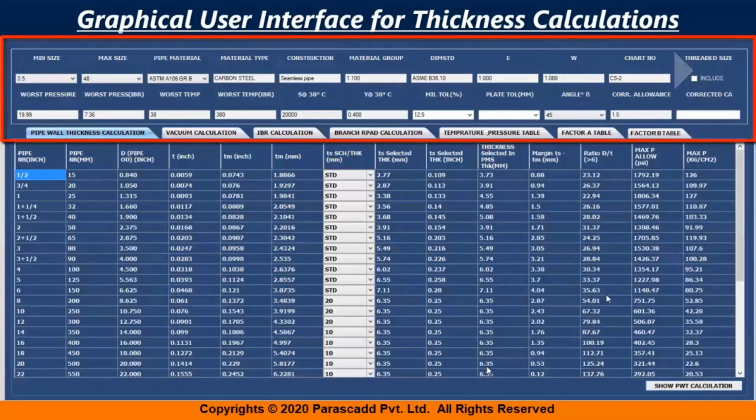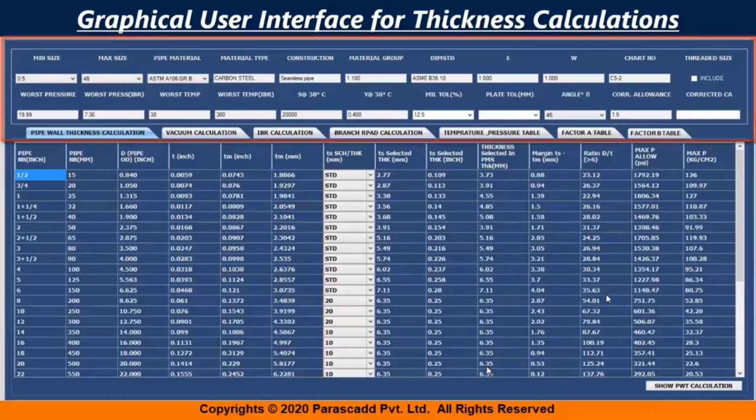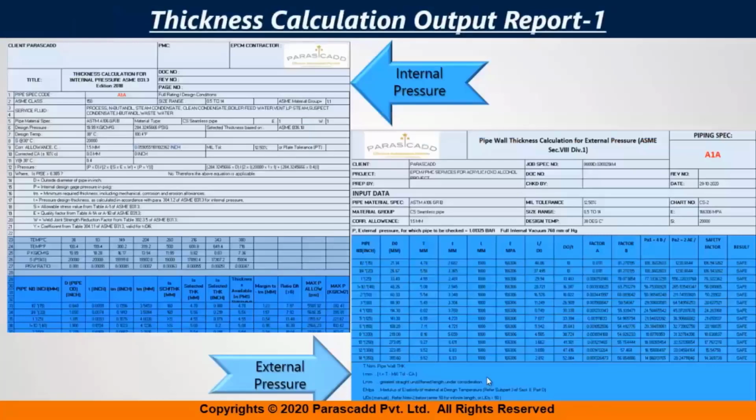So similar things can be done for vacuum calculation. Similar for IBR calculation, whether you can approve according to the IBR norms. Same can be done for branch RPAD, whether it is permissible to use that particular item for pipe to pipe connection. Like over here, I have got the internal pressure export data with the pipe sizes, the selected thickness, the margin that was set, and the maximum allowable PSI for those particular sizes.